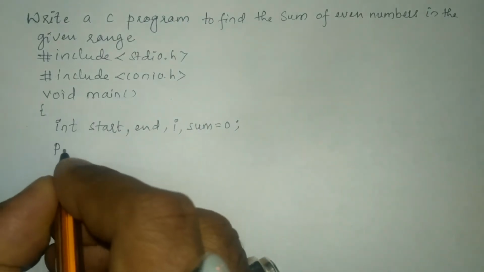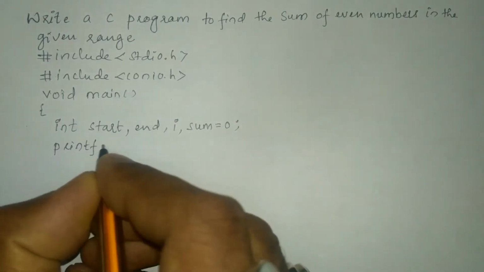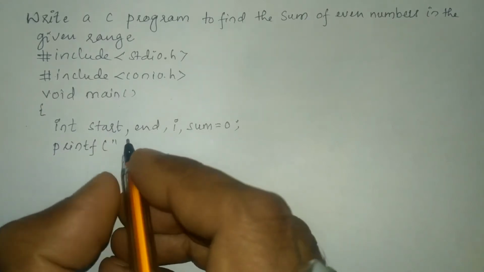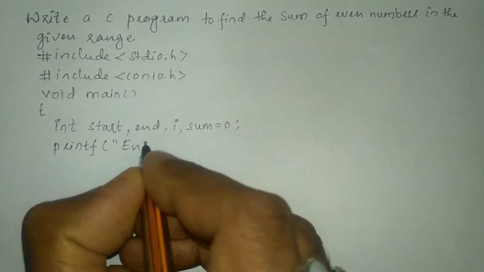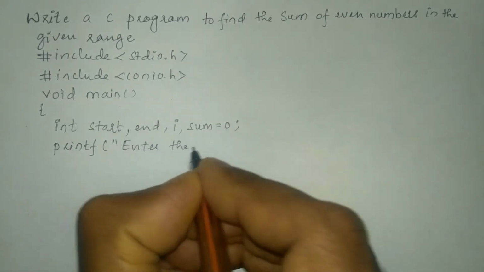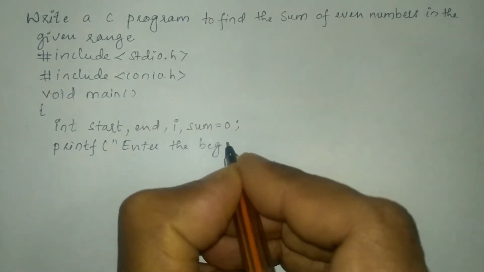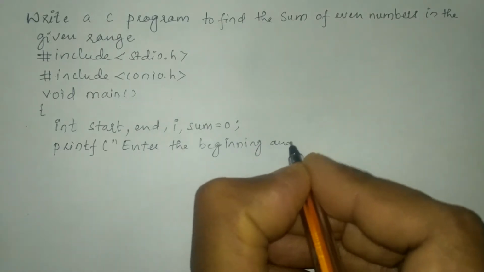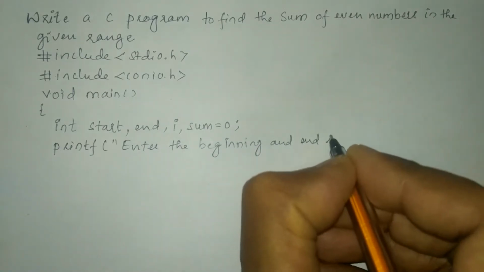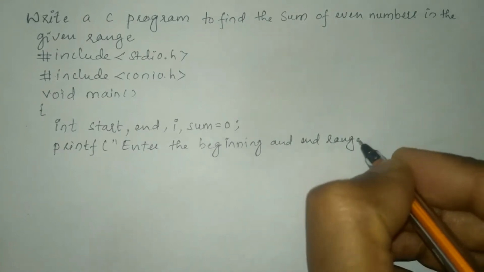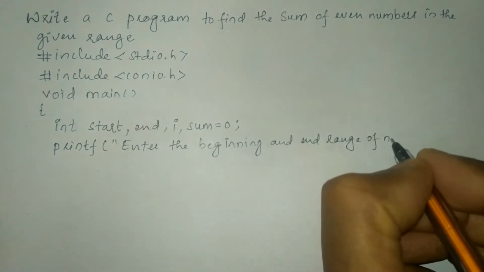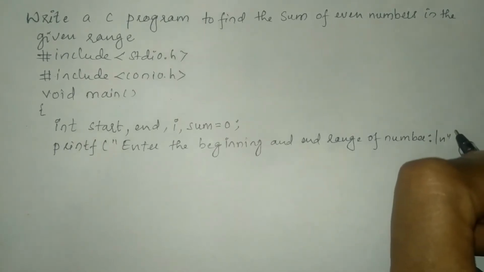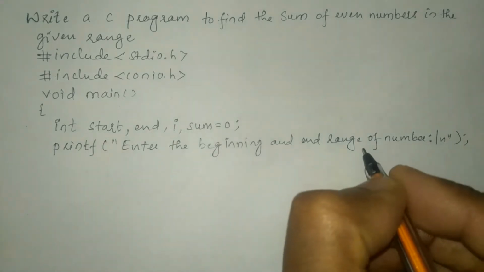Now I'm going to write a printf statement, and I'll ask the user to enter the beginning and end range of numbers. So here I'm going to write "Enter the beginning and end range of number:" and \n, that brings the cursor down to the next line.